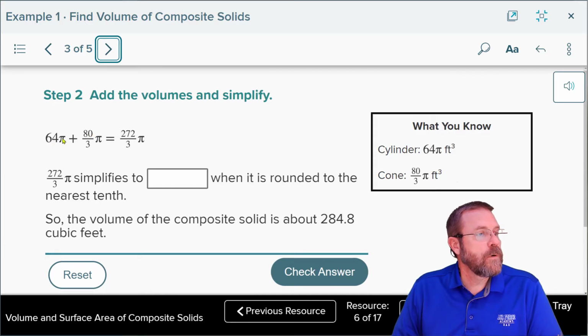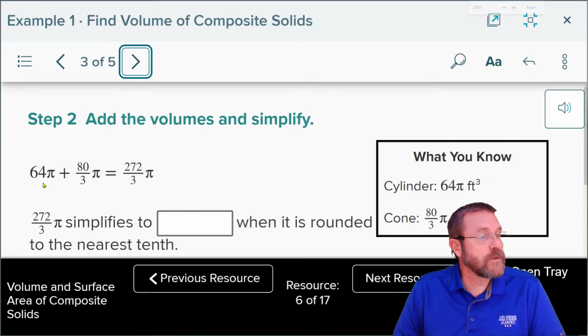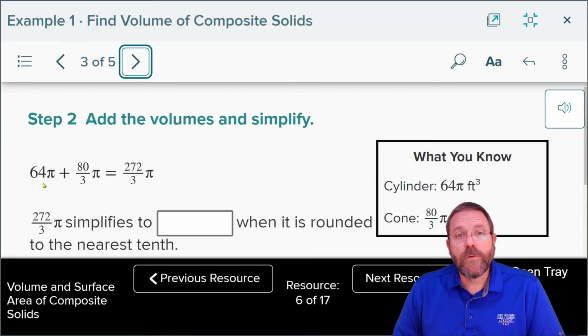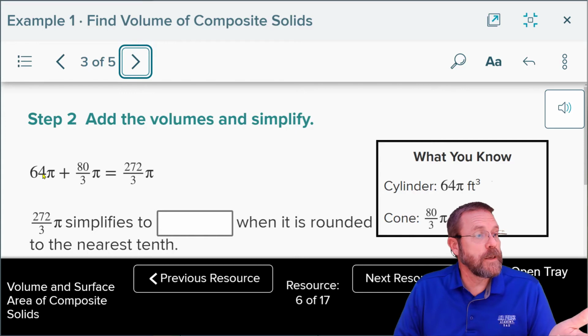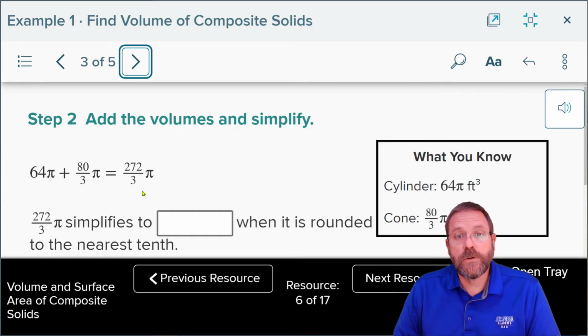64 pi plus 80 over 3 pi, and they did some very strange voodoo here. Okay, let me tell you what they did. Right here they said 64 over 1. They found their least common denominator, which is 3, and then they said, well, 3 times 64, that's going to be 192. 192 plus 80 is how they got the 272 over 3.